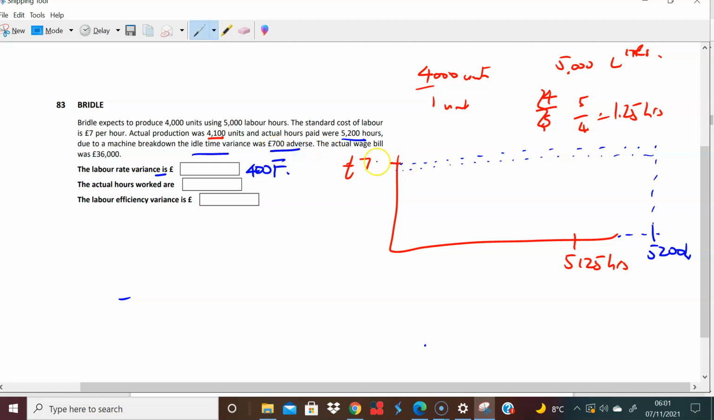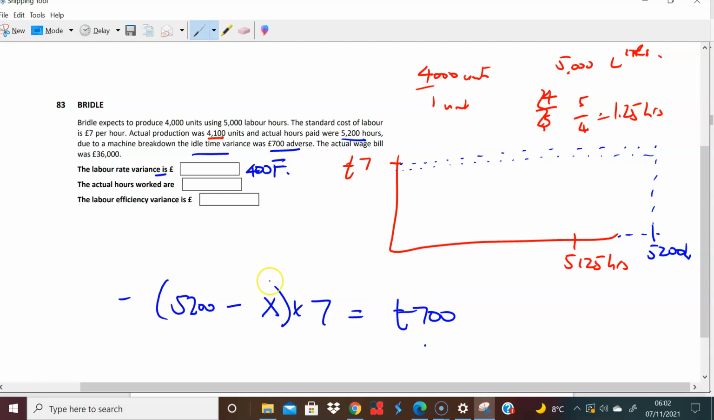This is all based on the standard time. So let's call it X. You actually worked X hours, but we paid 5,200 hours. So 5,200 minus what you actually worked, times £7, is the idle time value, and I'm told that that's £700.